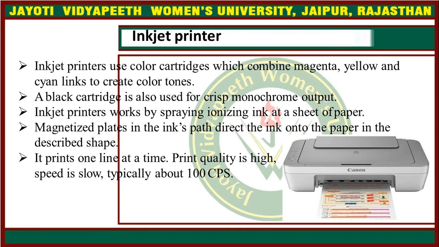Now the inkjet printers use color cartridges which combine magenta, yellow and cyan inks to create color tones. A black cartridge is also used for crisp monochrome output. Inkjet printers work by spraying ionized ink onto a sheet of paper, and magnetized plates in the ink's path direct the ink onto the paper in the desired shape, and it prints one line at a time. Print quality is high, speed is slow, typically about 100 CPS.